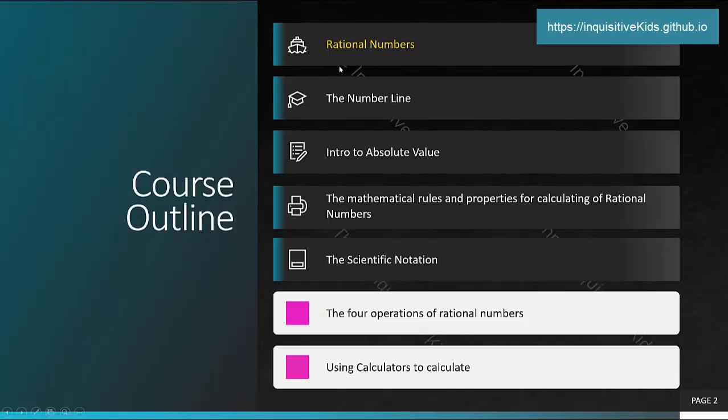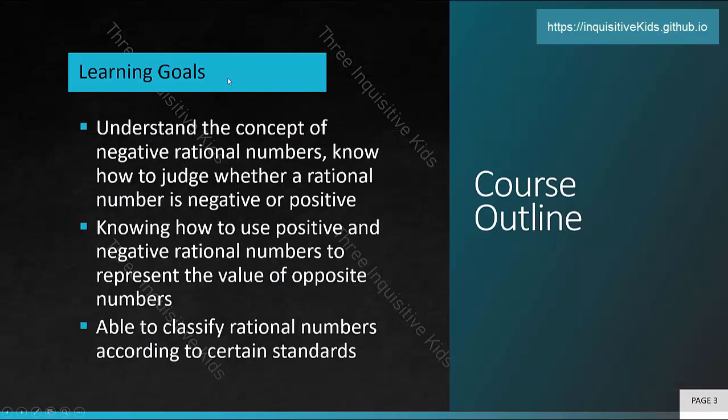Course outline. Today we're going to be doing rational numbers. In the next lesson, we're going to be doing the number line. Learning goals: to understand the concept of negative rational numbers, know how to judge whether a rational number is negative or positive, know how to use positive and negative rational numbers to represent the value of opposite numbers, and be able to classify rational numbers according to certain standards.